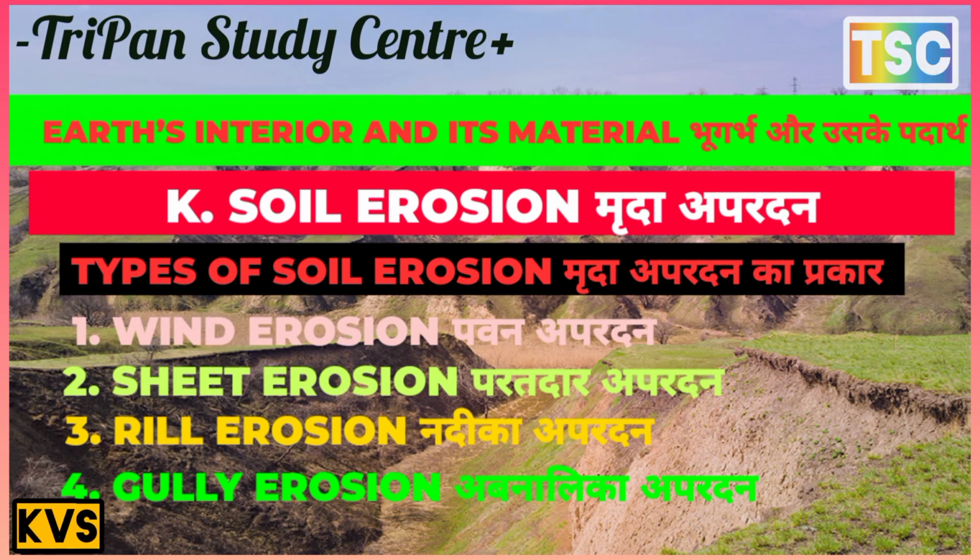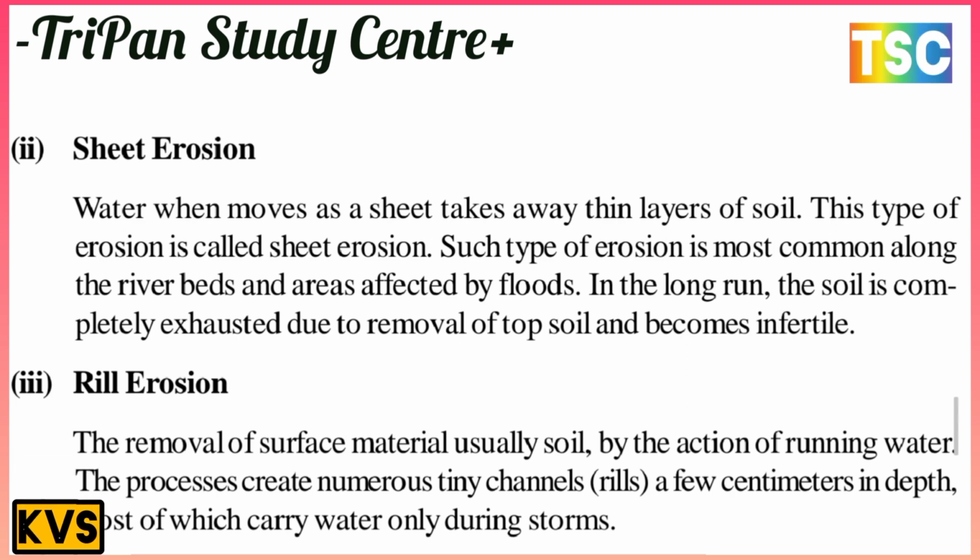The next is sheet erosion. When water moves as a sheet, it takes away a thick layer of soil. This type of erosion is called sheet erosion. Such erosion is most common along river beds and areas affected by floods. In the long run, the soil becomes completely infertile due to the removal of topsoil. That is called sheet erosion.